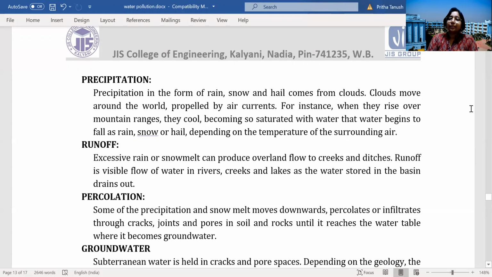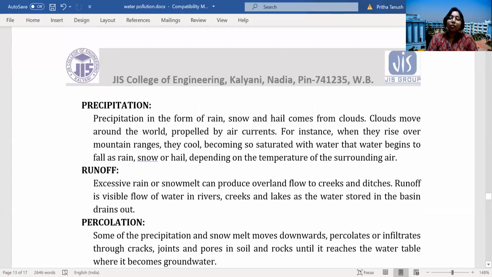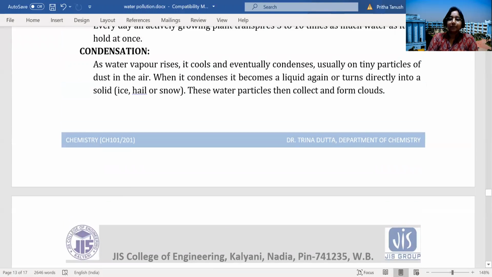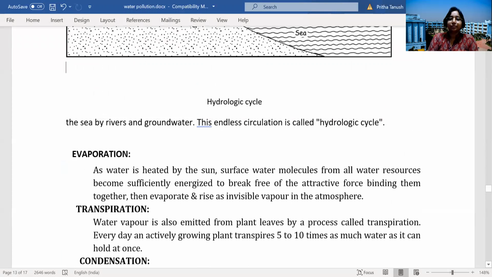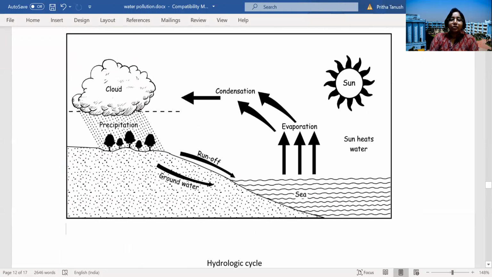So basically, we get the rain. Then what is the fate of this rain? Where will it go? So this rainwater is going to different places. Some is wasted and some will percolate down to be stored as groundwater. So it is the runoff. What is the fate of the rainwater?